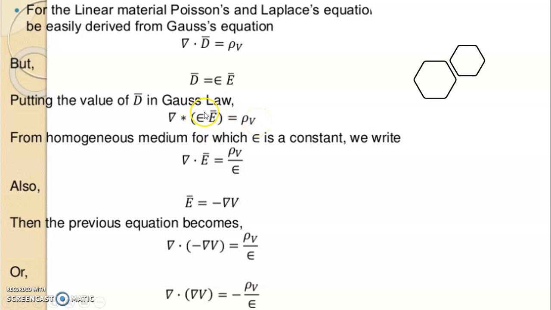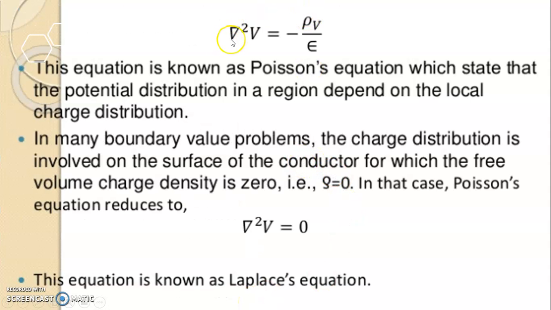This epsilon is a constant. We can take it out. We can write it as del dot E is equal to rho V upon epsilon. Now we all know that E is the electric field, and we can also write it as minus del V, the gradient of potential. So we can write here del dot minus del V is equal to rho V upon epsilon. Taking the minus sign to the other side, del dot del V is minus rho V upon epsilon. This is clear to you. Now we can also write it as del square V is equal to minus rho V upon epsilon.